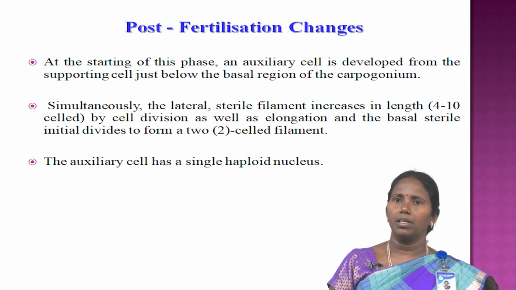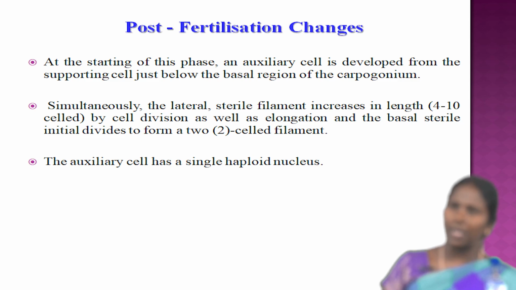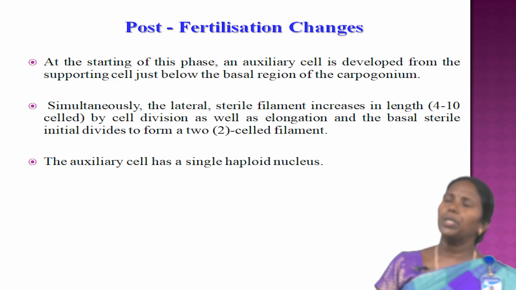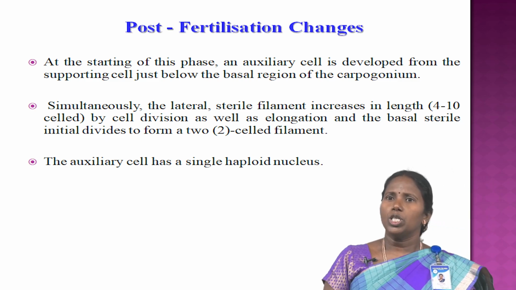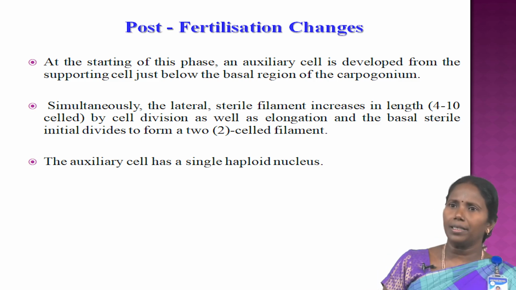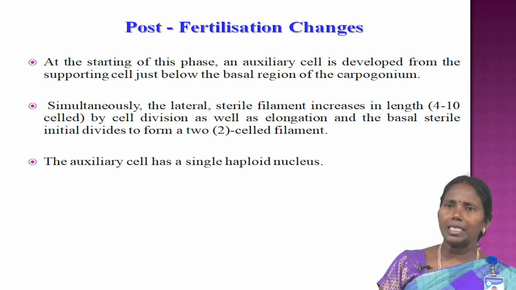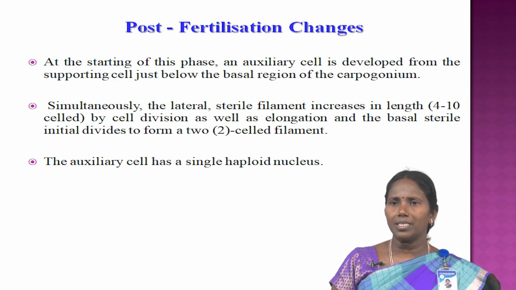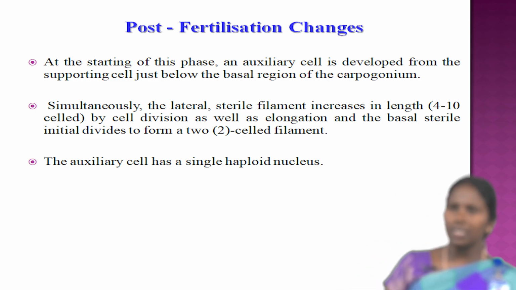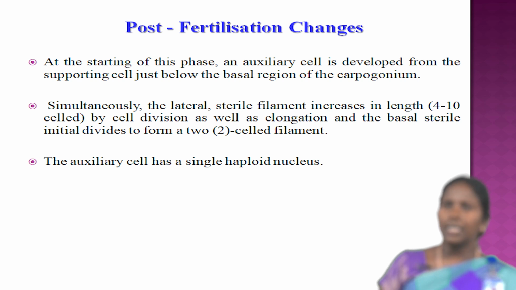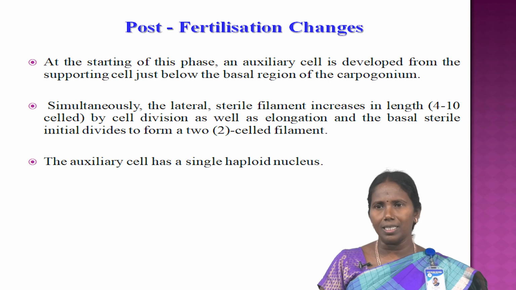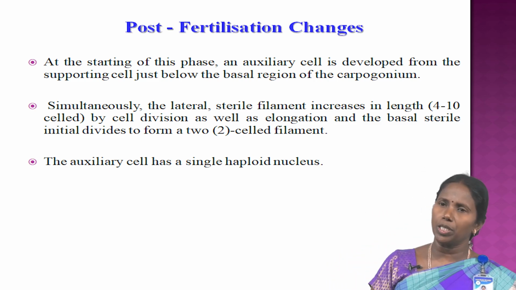Post-fertilization stages. At the start of this phase, the auxiliary cell is developed from the supporting cell just below the basal region of the carpogonium. Simultaneously, the lateral sterile filaments increase in length by bi-cell divisions, and the basal sterile initial divides to form two gonimoblast filaments. The auxiliary cell has a single haploid nucleus.